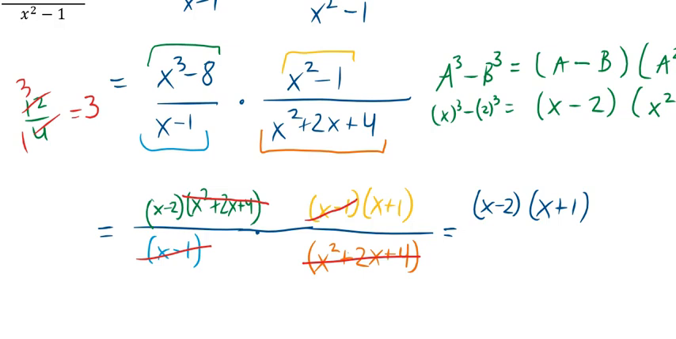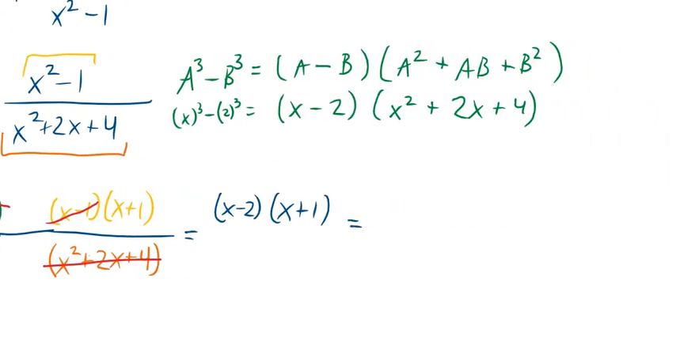So my answer is x minus 2 times x plus 1, unless I need to write it in standard form, in which case it would be x squared. Outer is going to be 1x, inner is negative 2x, so that together those make negative x, and last will make negative 2.